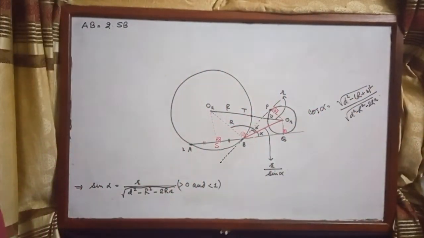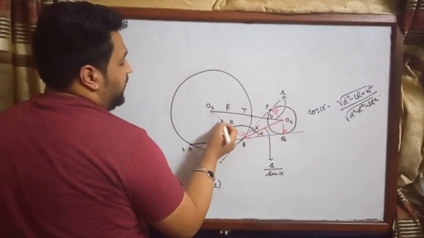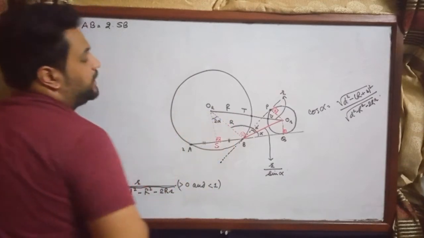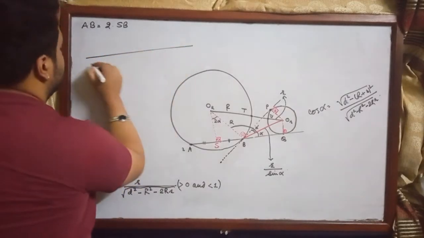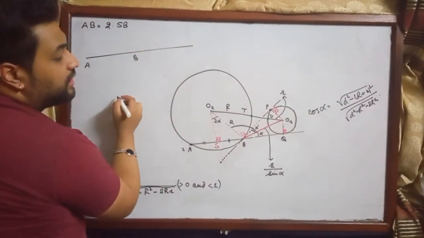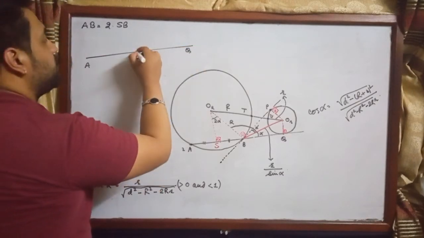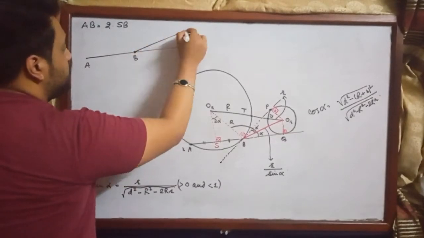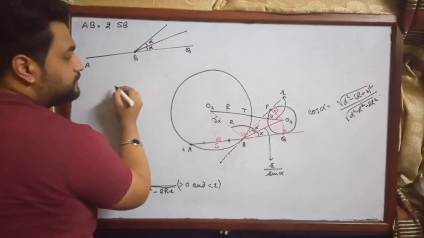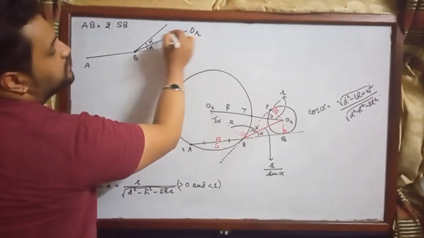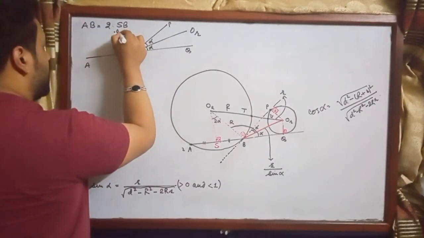Now let's see. We claim that this angle is twice alpha. We see that we have A, B, and Q. And from B, this is an angle alpha. There's another angle alpha. This goes to OR, this goes to P, and here's OR.